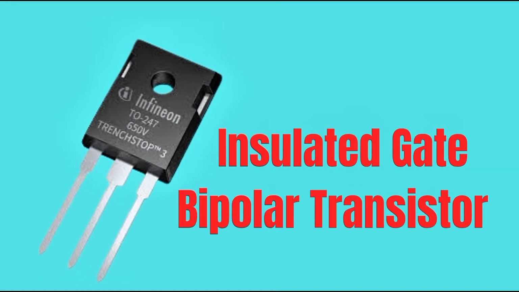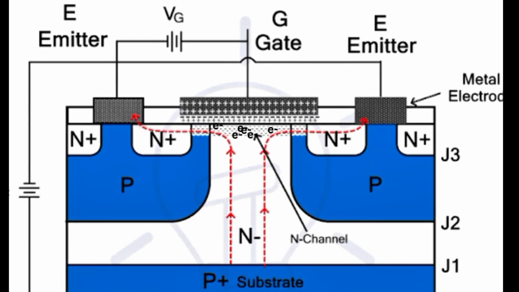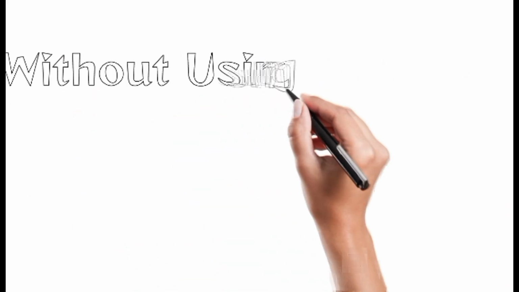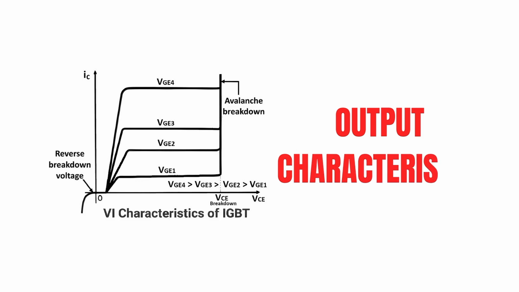The insulated gate bipolar transistor, or IGBT, is one of the most important components in modern power electronics. In this video, I'll break down its IV characteristics, how the current and voltage vary, without using complex graphs. Let's start with the output characteristics.